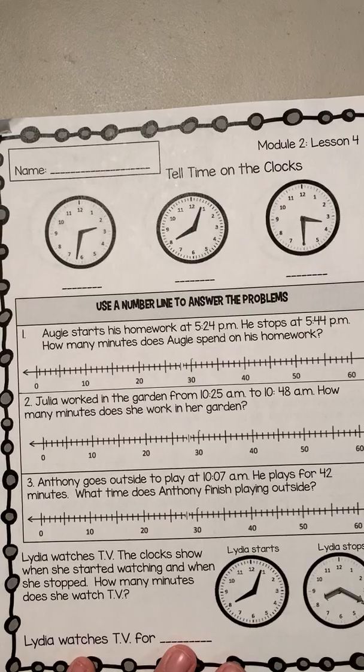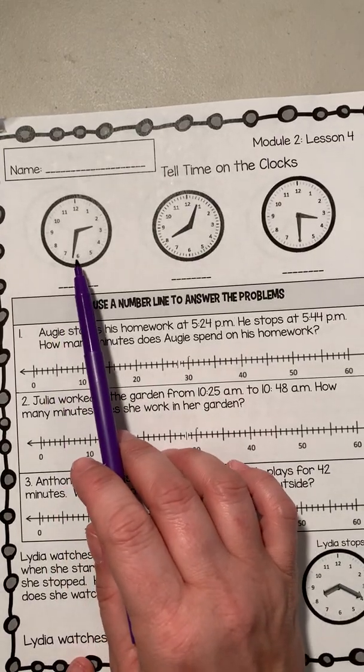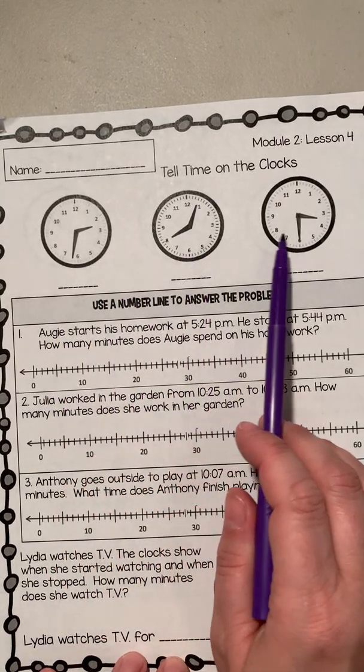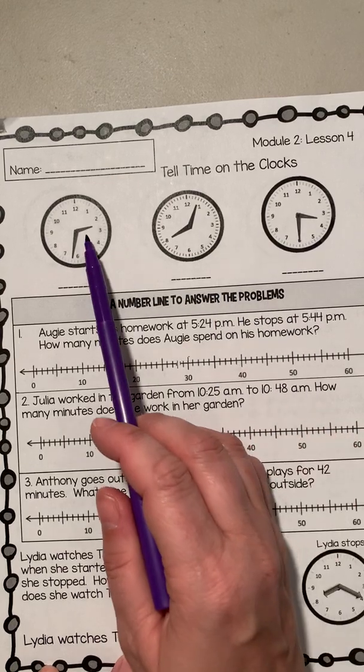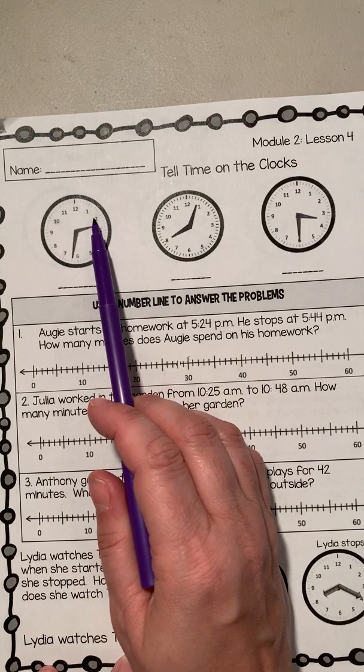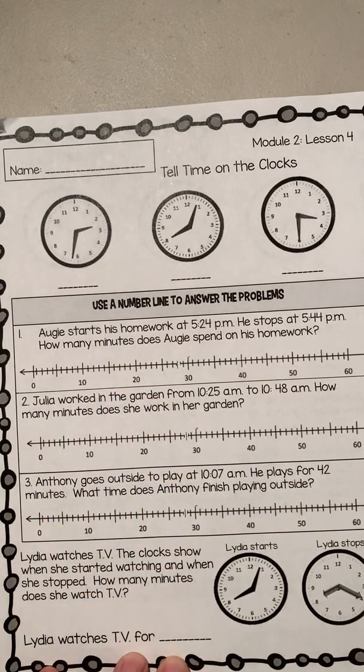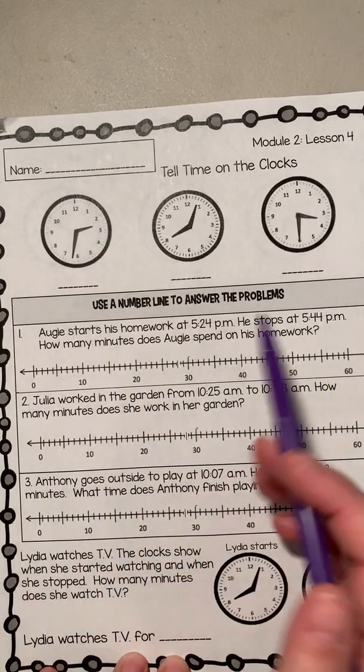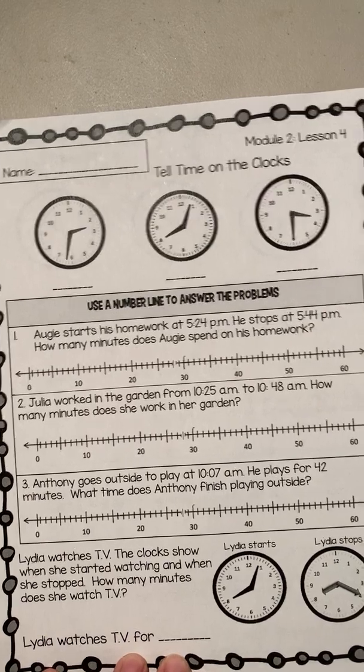Today is module 2 lesson 4. So we're going to be looking at time here. I'm going to let you guys do this on your own, telling time on a clock. Remember, when the hour hand is between two numbers, you go to the number before it because you haven't finished that hour yet. So just a reminder on how to do time. I'm leaving those 3 problems to you.